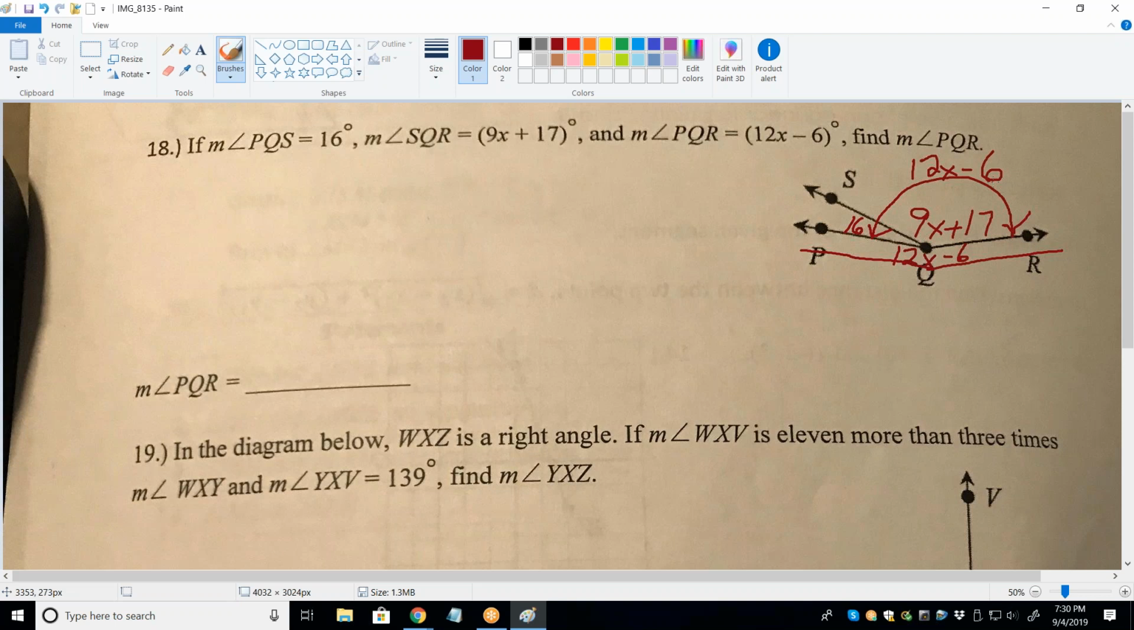So, if we're going to try to find PQR, geometry is always about coming up with an equation that is true. What can I say about this picture? Well, I got one angle here, that's 16. Got another angle there, that's 9x plus 17. When I add those two angles together, what do I get? 12x minus 6. Right? In other words, the first small angle is 16. If I add it to the second small angle, which is 9x plus 17, I get the full angle, 12x minus 6.